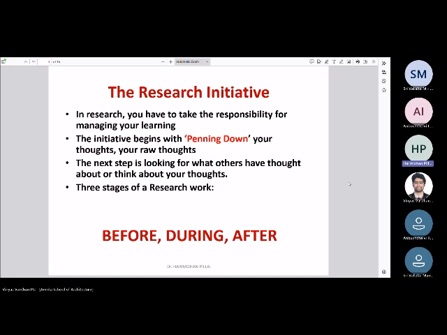So in research, you have to take responsibility for managing your learning. Initiative begins with penning down your thoughts. Now, penning down is extremely important, not tapping down, not typing down. Okay. You take a book and you pen down your thoughts. Do not use digital media at all, because a book is something you can carry everywhere, and in one glance you'll be able to see your progress.